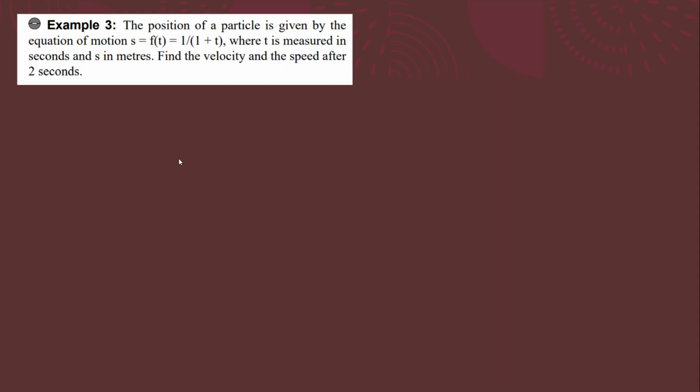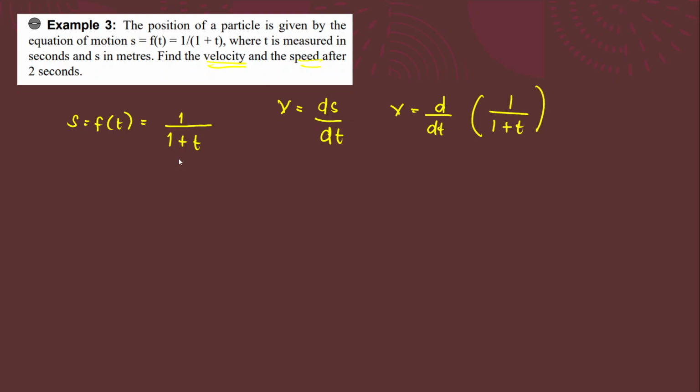Let's try this. The position of a particle is given by the equation of motion s is equals to function of t, which is 1 over 1 plus t, where t is measured in seconds and s in meters. Find the velocity and the speed after 2 seconds. Okay. So, we know sa physics, diba? v is equals to ds over dt. Kung ito yung s natin, then we have to derive this. Velocity and the speed. Kung ito si s, then we have to derive this. Derivative, v is equals to the derivative of 1 over 1 plus t. Okay? Ayan. Then we have to derive.